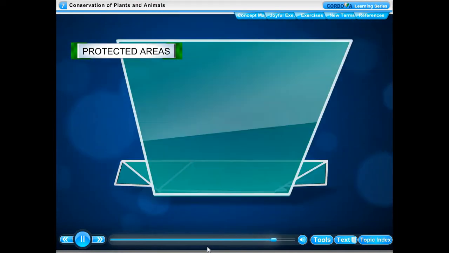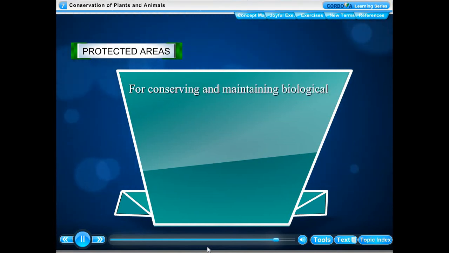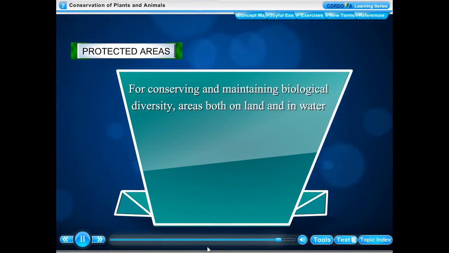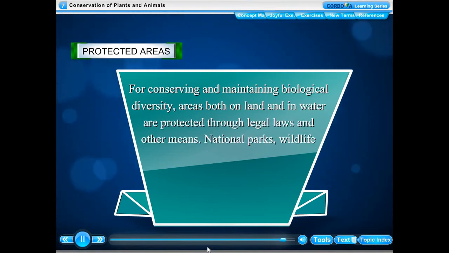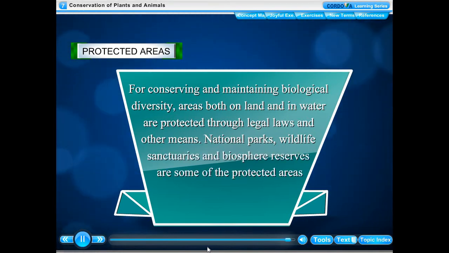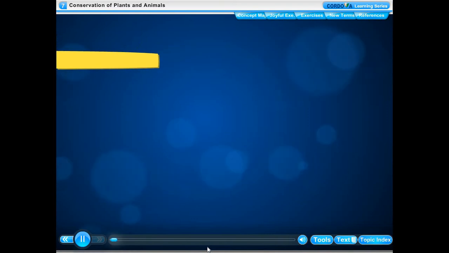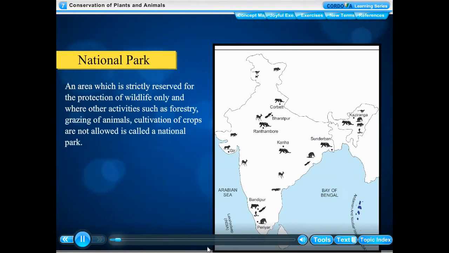Protected areas. For conserving and maintaining biological diversity, areas both on land and in water are protected through legal laws and other means. National parks, wildlife sanctuaries and biosphere reserves are some of the protected areas created by our government. National park, an area which is strictly reserved for the protection of wildlife only and where other activities such as forestry, grazing of animals, cultivation of crops are not allowed is called a national park.